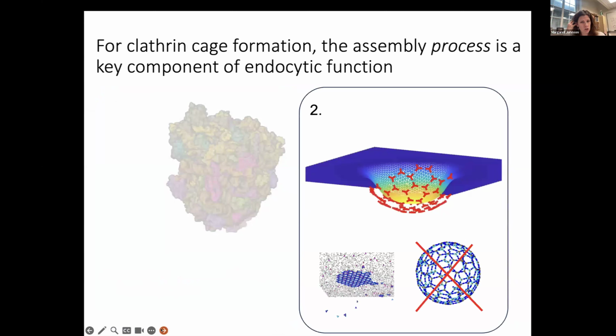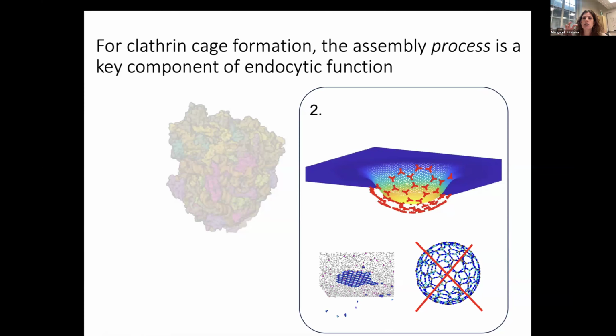To contrast, in clathrin cage formation, we think of the assembly process itself as not just a means to an end. It's actually a really essential part of the function of endocytosis. Because, for example, this is a clathrin cage that we assembled in solution. The cell never wants to assemble the clathrin cage in solution. It serves no purpose there.